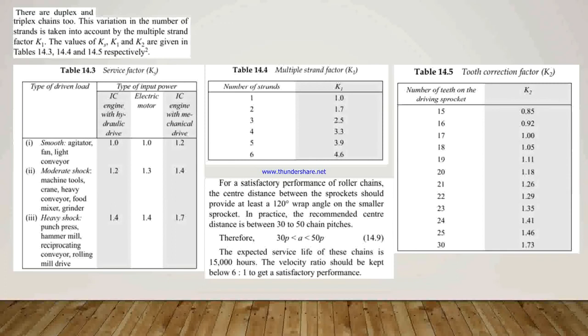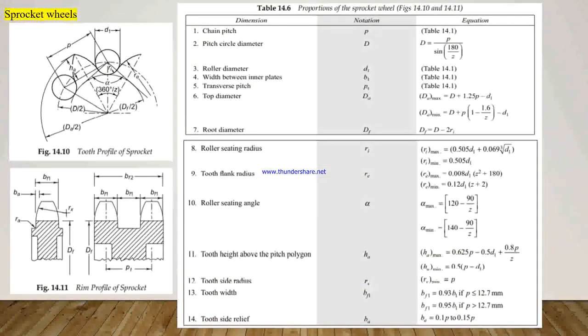For satisfactory performance of roller chains, the center distance between the sprockets should provide at least a 120-degree wrap angle on the smaller sprocket. In practice, the recommended center distance is between 30 to 50 chain pitches. Therefore, 30p is less than A, which is less than 50p. The expected service life for these chains is 15,000 hours. The velocity ratio should be kept below 6:1 to get satisfactory performance.